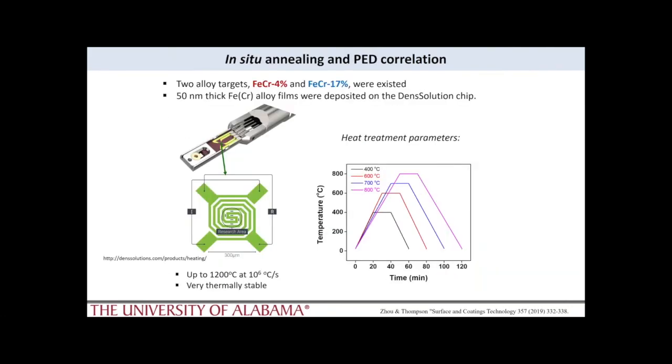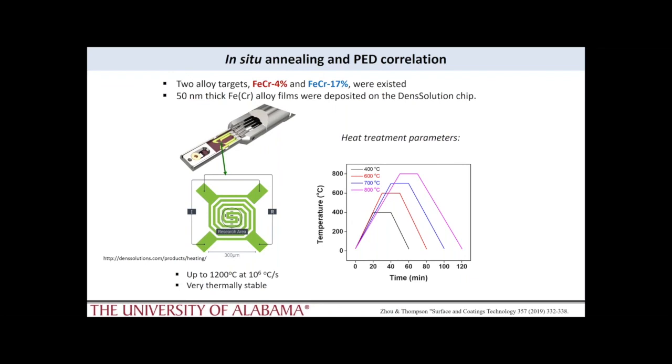The last example that I want to share with you today is how we can actually do in situ heating experiments with PED. In this case, we use this DENSsolutions chip. The idea of these devices is that they can provide rapid heating, but more importantly, they only heat up a small thermal mass, meaning that the samples don't drift. So in principle, you can do a PED scan at temperature.